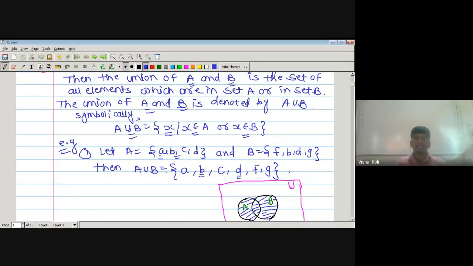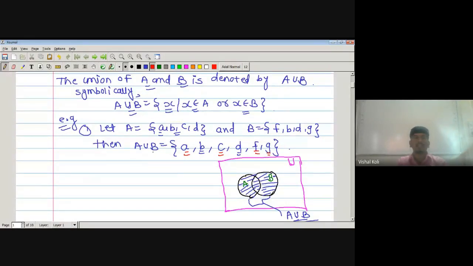Now, here in set A, there are two elements A and C, which are members of set A, but they are not in B. But by the definition of union of two sets, it contains the elements which are either in set A or in set B. As A and C are members of A, they must belong to A union B. Therefore, we have taken A and C in the union. Similarly, F and G are the two elements which are not in A, but they are members of B. Therefore, by the definition of union, F and G are again members of A union B. Therefore, there are 6 elements in A union B.